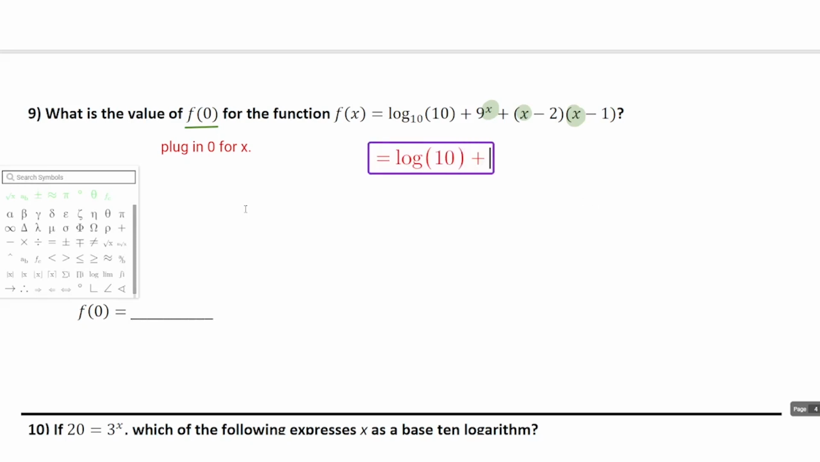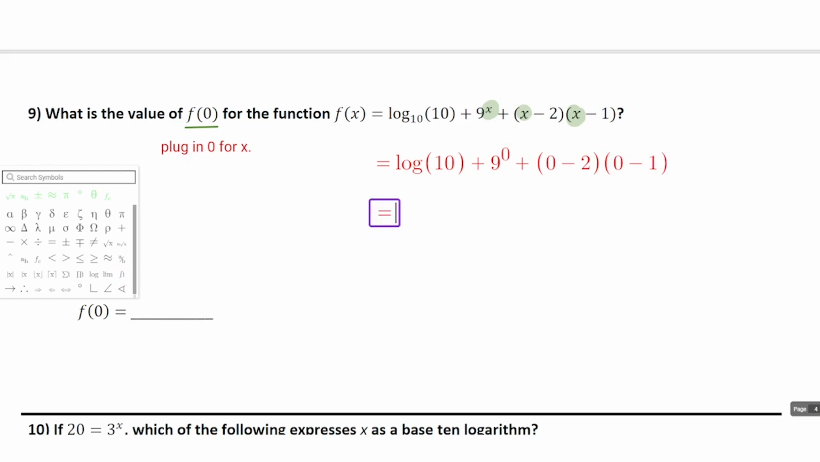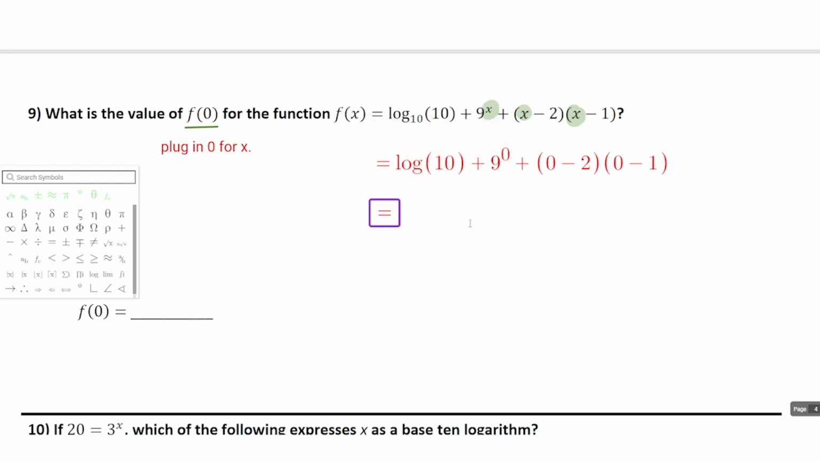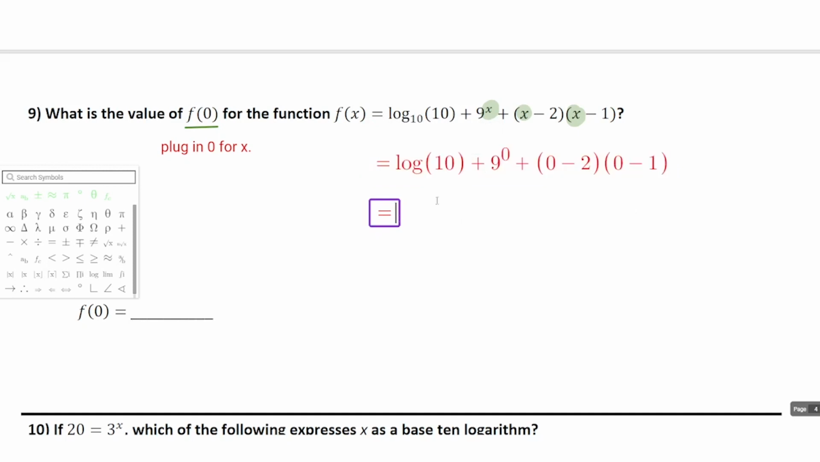I'm just going to write log 10 plus 9 to the 0th power plus 0 minus 2, which is negative 2, times 0 minus 1. And we're just going to type all this in the calculator. Okay, we probably don't even need to. Yeah, I mean, well, if you understand your logarithms, then this is actually really easy without a calculator. I would probably advise just typing this into your calculator. But, gosh, this one's just so easy to do.